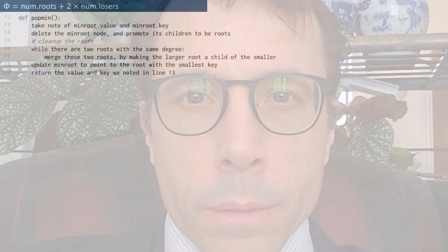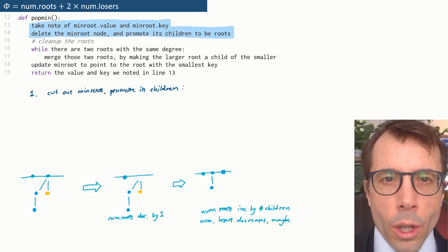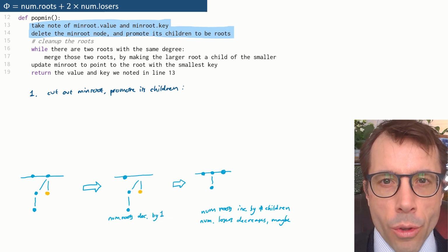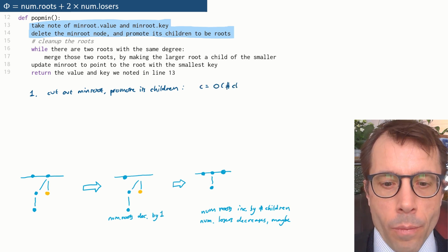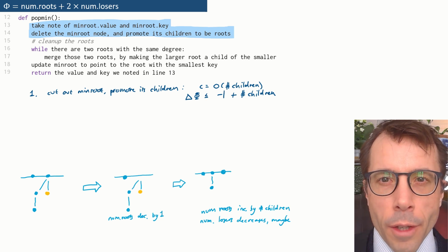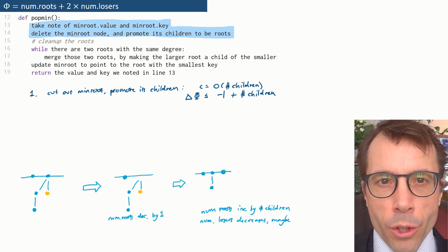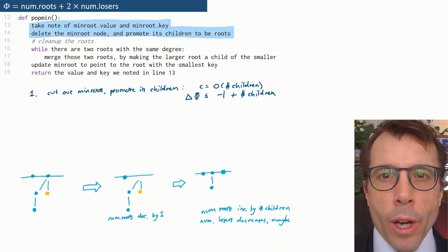Great. Let's go on to the last operation, pop min. Here's the code. Let's step through it piece by piece. First, we'll cut out the min root and we'll promote its children to the root list. The work here is obviously proportional to the number of children, and the number of roots increases by number of children -1. The -1 is because we first removed a root before adding in all the children.